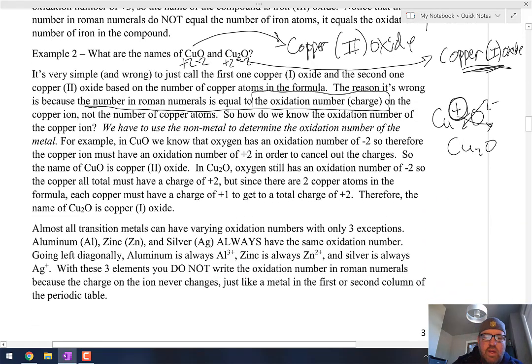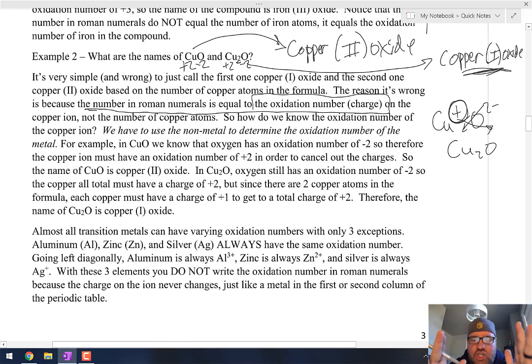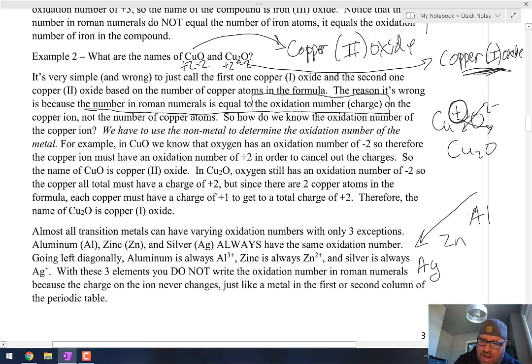Now, any of those transition metals, remember, from that line over all the way over to the stair step, they all can change their charges with 3 exceptions. The nice thing is it goes in a nice diagonal direction. So it goes aluminum, zinc, and silver. It goes down diagonally like this. Aluminum always has a +3 charge. Zinc always has a +2 charge, and silver has a +1 charge.